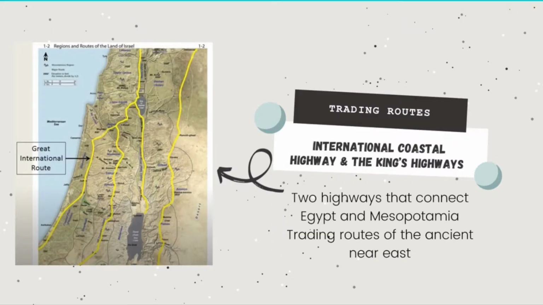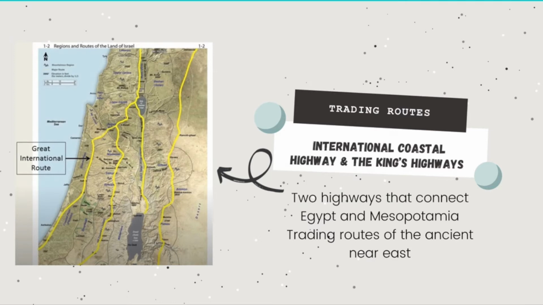So to zoom in just a little bit more, when we specifically look at the land of Canaan, this is the land that God gave to Israel in the ancient Near East. And this region of the Near East was the center of major trading routes.